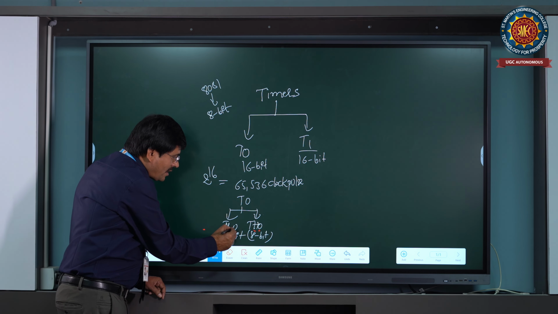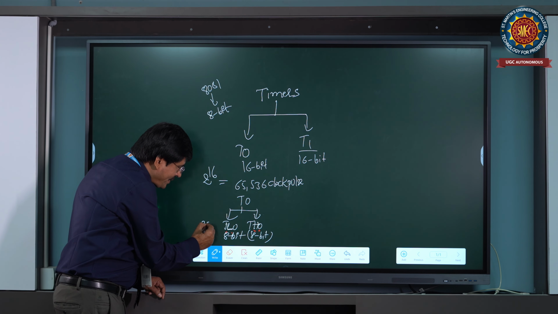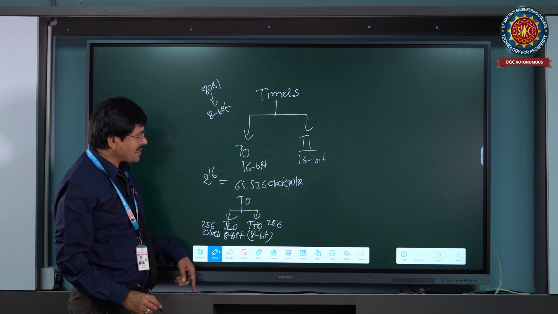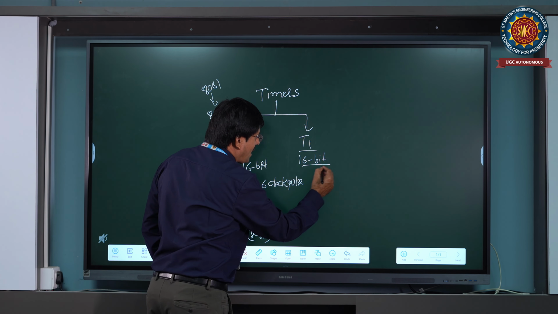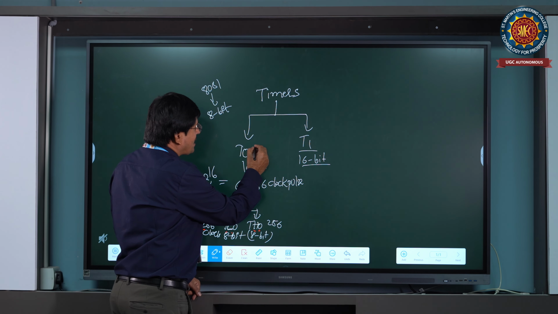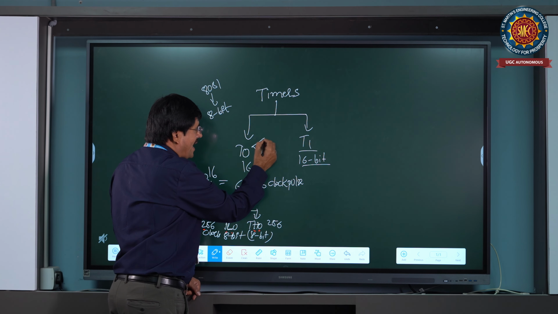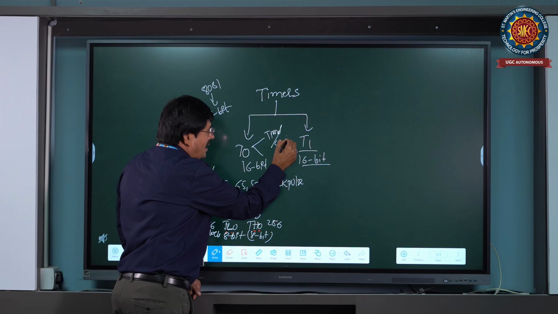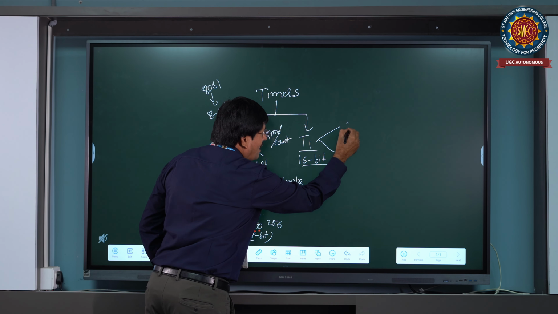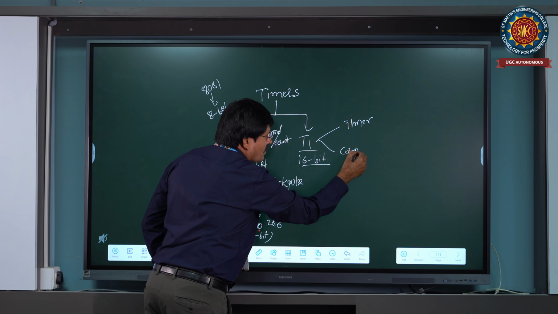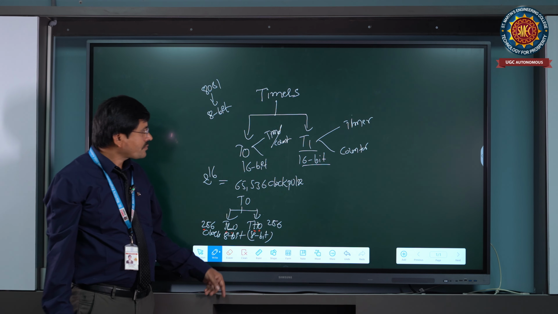So each timer can count 256 clock pulses. 2 to the power of 8 is equal to 256. And similarly, timer 1 can also count this many clock pulses. Timer 0 acts as a timer and a counter, and timer 1 also acts as a timer and counter.